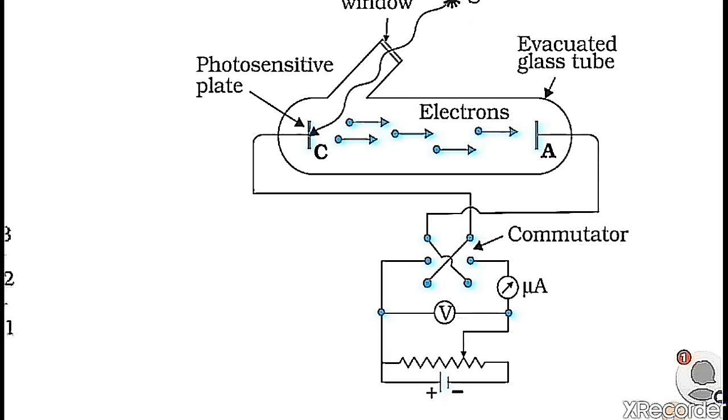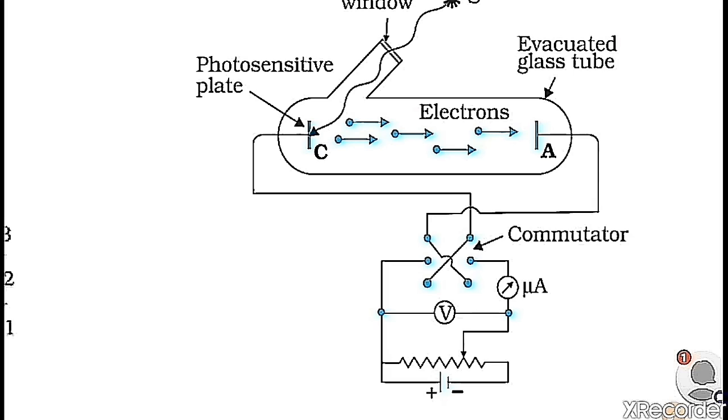If we increase the accelerating potential of plate A further, the photoelectric current does not increase. The maximum value of photoelectric current is called the saturation current. Again I am telling you, this maximum value of the photoelectric current is called the saturation current. Saturation current corresponds to the case when all the photoelectrons emitted by the emitter plate reach the collector plate. That means all the electrons emitted from this emitter plate are collected by this collector plate.